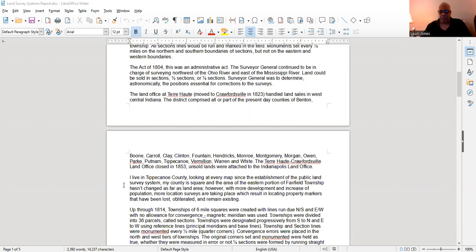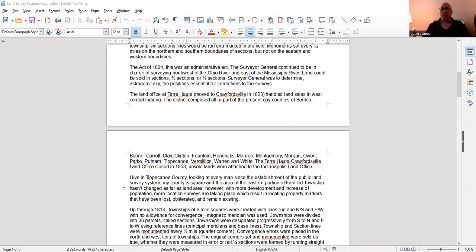map since the establishment of PLSS, which is the Public Land Survey System, my county, for the most part, is a square. Tippecanoe County is a square, and the area of the eastern portion of Fairfield Township, where I live, hasn't changed as far as land area. However, you have more development that's coming through this area, and then you have people transitioning in and out. So what happens then? Well, they're going to have to take more surveys.